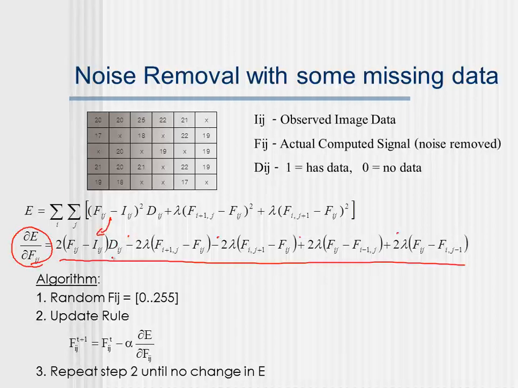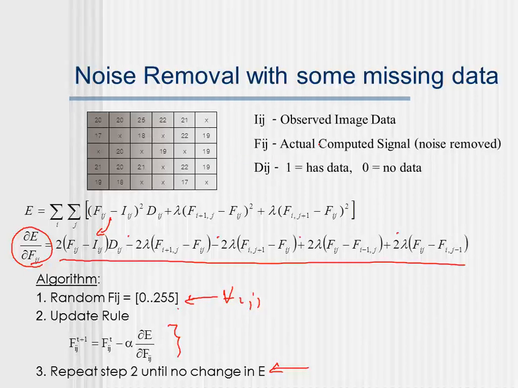If you can compute the derivative, then it's okay. We randomize first, then after randomizing the update rule is the same and we keep going, so it's the same algorithm. We randomize Fij for all ij, and then we use the update rule, and then we repeat step 2 until there is no change. Then we get the image.